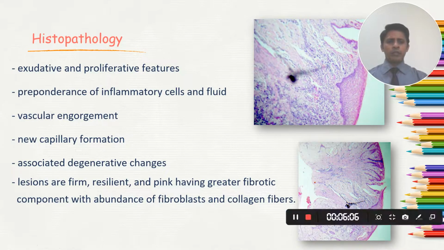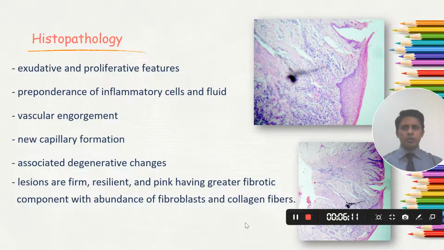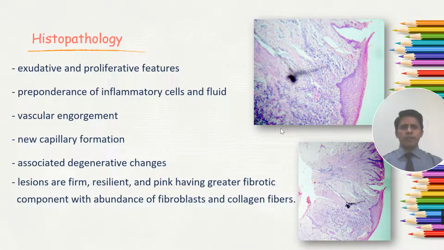Coming to the histopathology of the chronic gingival enlargement, you can see the exudative and proliferative features which resemble those of chronic inflammation. There is preponderance of inflammatory cells and fluids, vascular engorgement, and new capillaries are formed associated with degenerative changes. Lesions are firm, resilient and pink, having a greater fibrotic component with abundance of fibroblasts and collagen fibers.